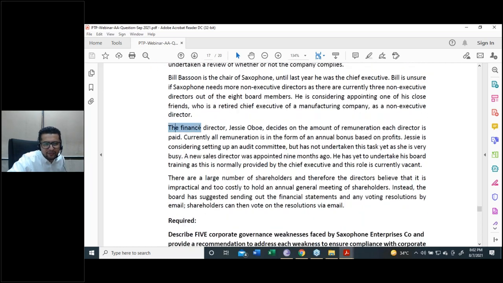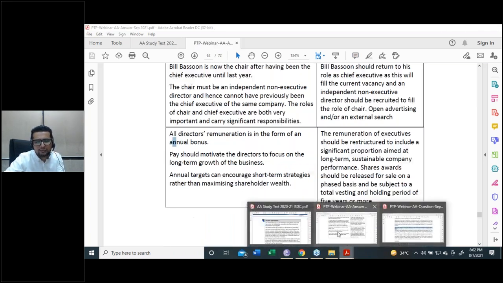Okay. The finance director decides on the amount of remuneration each director is paid. Is this correct? Can you find any deficiency here? The finance director should not be involved in setting the remuneration. Who should be involved in setting the remuneration?